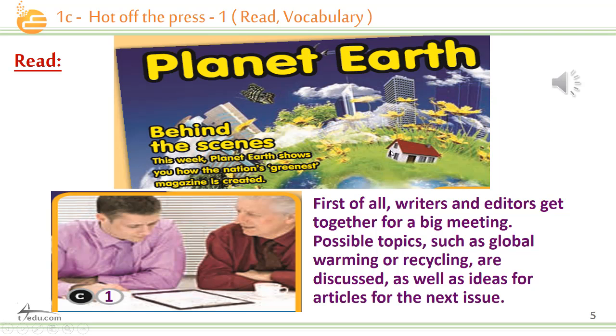Planet Earth. Behind the scenes. This week, Planet Earth shows you how the nation's greenest magazine is created. 1. C. First of all, writers and editors get together for a big meeting. Possible topics such as global warming or recycling are discussed, as well as ideas for articles for the next issue.